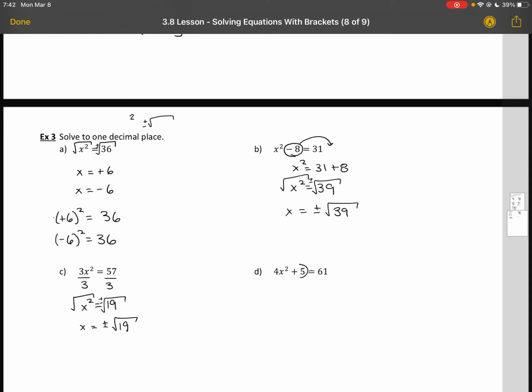Our last example here has both extra equations. So first we're going to undo our addition by moving it over to the other side. So I've got 4x squared equals 55. Now I'm going to divide both sides by the numerical coefficient, which is 4. And then I'm going to take the square root.